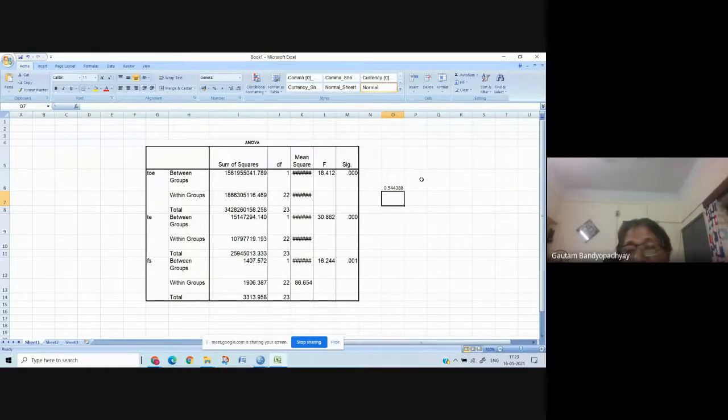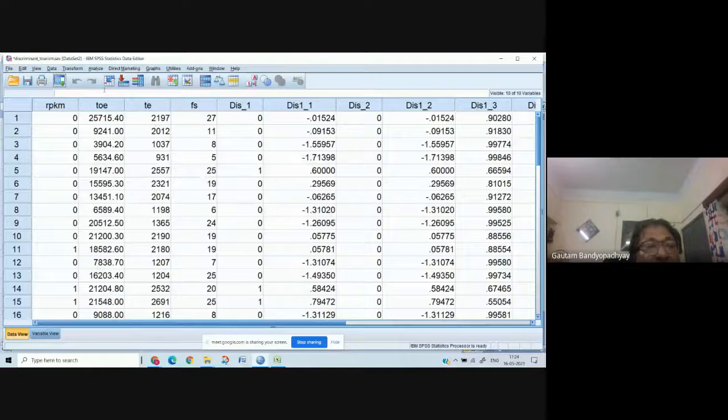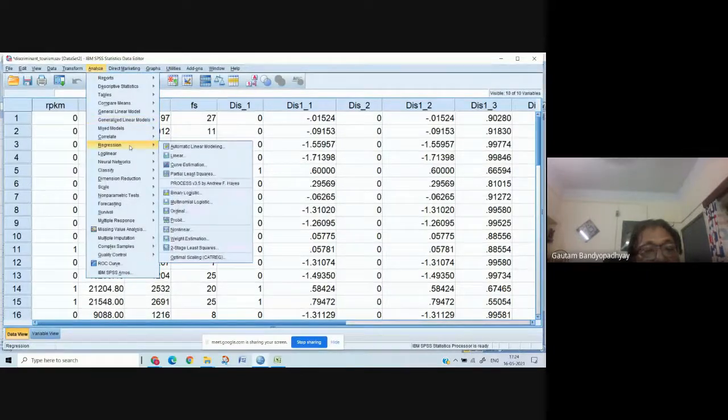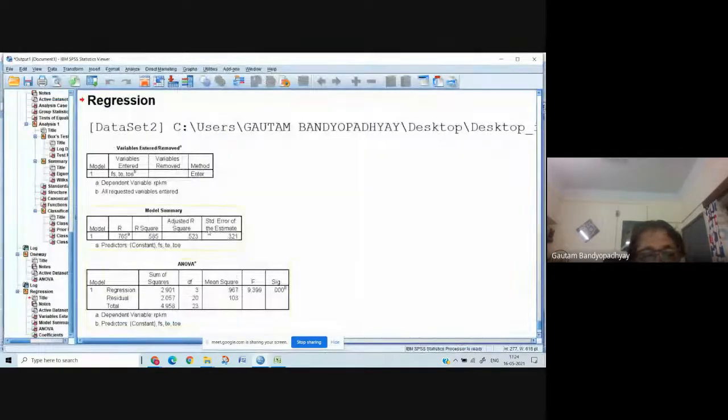And easily you can find the eigenvalue also. That is the between sum of squares divided by the within sum of squares. And usually you can find this is the eigenvalue. Okay. And now, finally, lastly, I will show you the last part. Last part, you go to Regression, Linear. And regression dependent is the RPKM, and these are three independent variables. And if you select OK, this is the regression analysis.